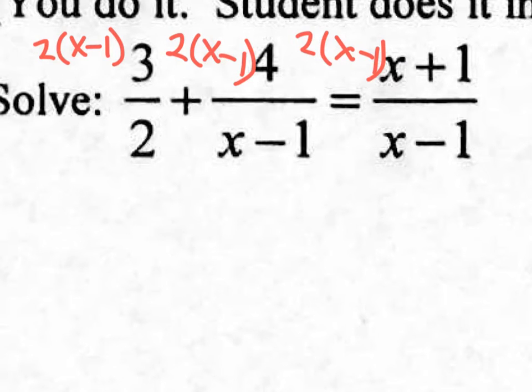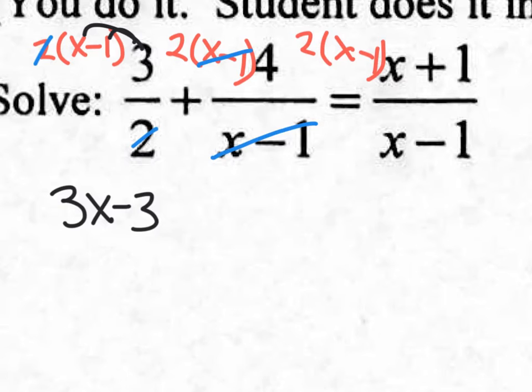There it is. I know it's ugly, but it works. So we know that this 2 is going to cancel with this 2. It's gone. What do we have left? Well, you have 3 times x and you have 3 times negative 1, so you will have 3x minus 3. And on the middle fraction, you can cancel out the x minus 1 on top with the x minus 1 on the bottom. What will we have left? Well, you have a 2 times 4, so that's going to be a positive 8. Bring down the equal sign.